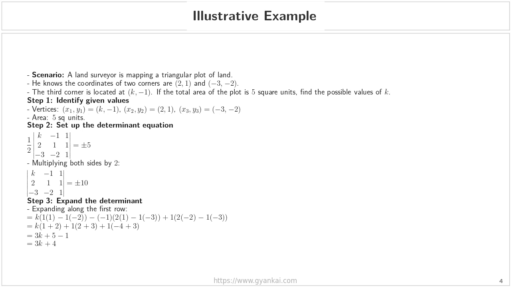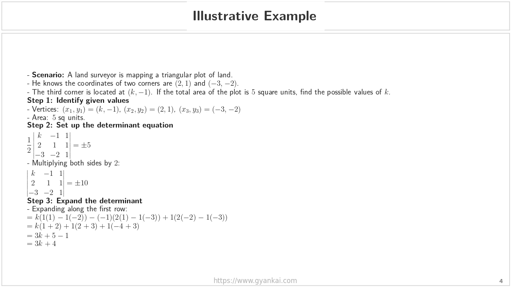Step 3. Expand the determinant. We will expand along the first row. Please pay close attention to the signs here, as arithmetic errors are a common pitfall. We take k, multiplied by the determinant of the 2x2 matrix containing 1, 1, -2, and 1. Then we subtract -1, multiplied by the determinant of 2, 1, -3, and 1. Finally, we add 1, multiplied by the determinant of 2, -2, and -3, 1.